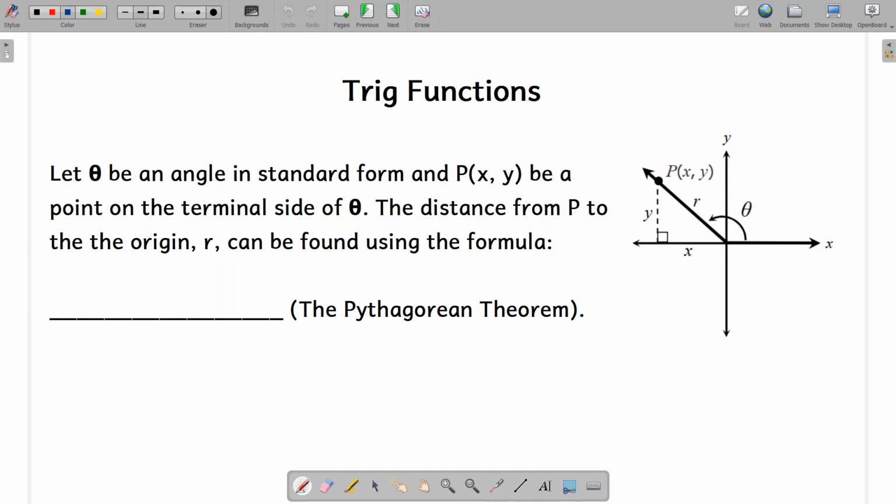So let's talk about how we can relate this new information back to our trig functions. Now, if we have an angle theta, again, okay, and it's in standard form, and a point P, okay, that you can see here, this would be our point P. It has an x and a y value.